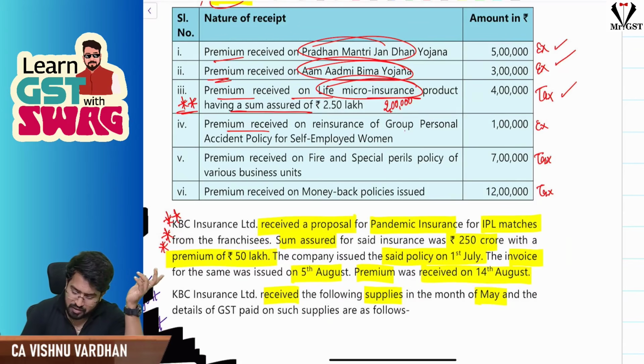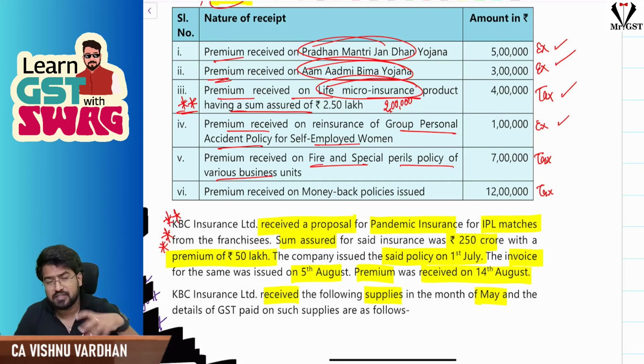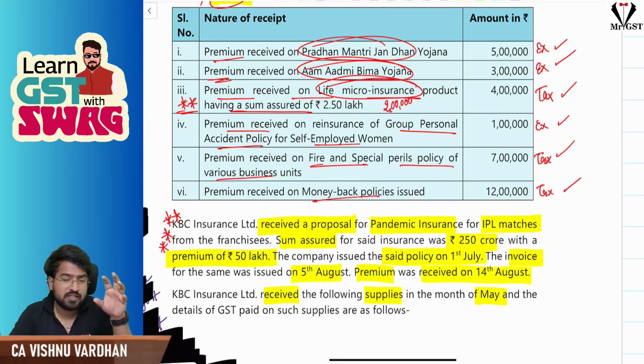Next, premium received under group personal accident policy for self-employed women is exempt. Fire and special perils policy: do you feel this is something government related by name? No, so it is taxable. Money back policy, taxable. The name itself will suggest something related to women, children, backward areas, or agriculture, or Pradhan Mantri. So the name itself will give you the hint.